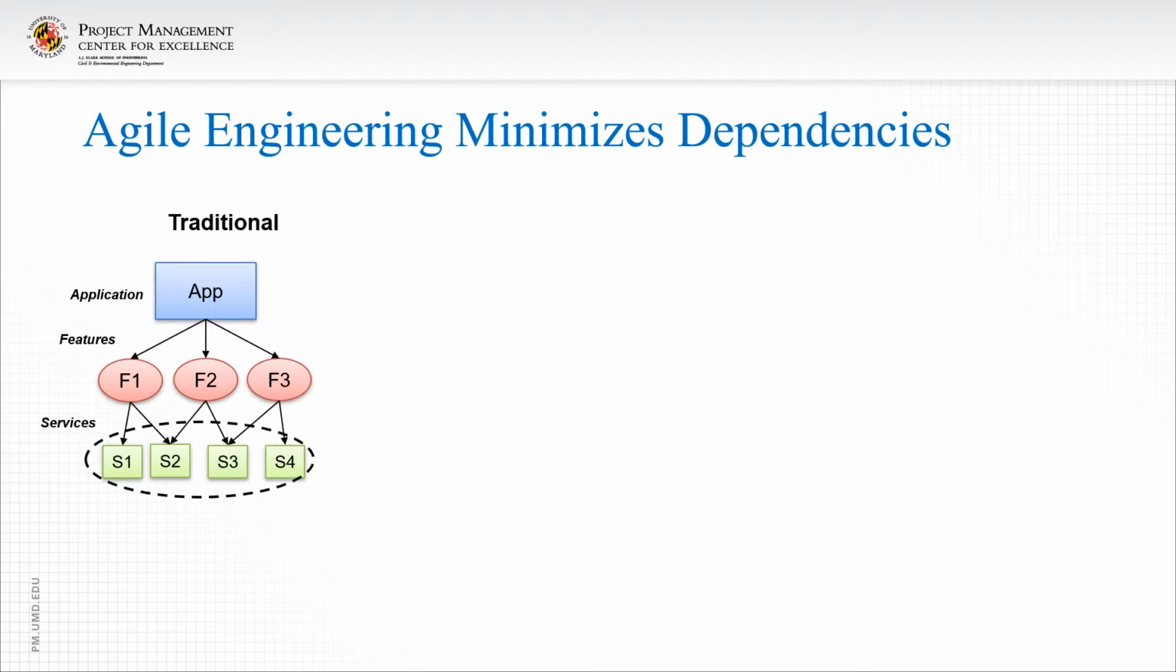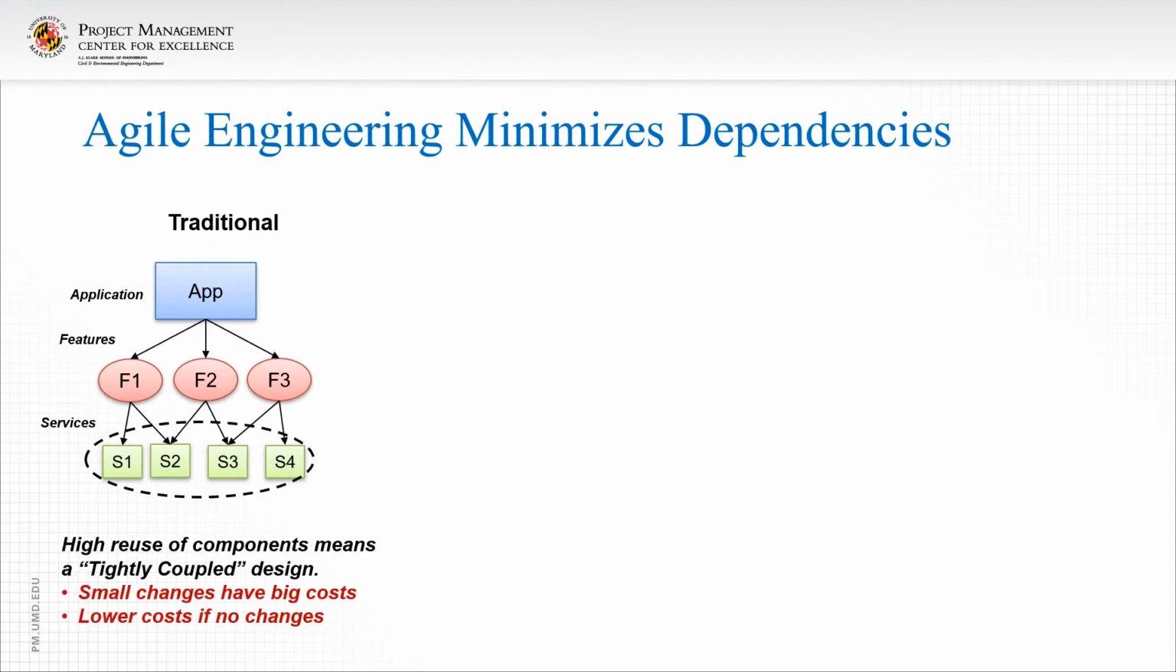So in terms of the differences in engineering between these different techniques, traditional is all about efficiency. As a result, we have some application and then it has features. These features could be like in a car where you have windows, air conditioning, an infotainment system, and of course the ability to propel yourself. And all of these different features are tapping into services. In order to be efficient, you're reusing services again and again and again. This results in a high amount of reuse in what we call a tightly coupled design. Small changes have really big costs, lower costs if no changes whatsoever.